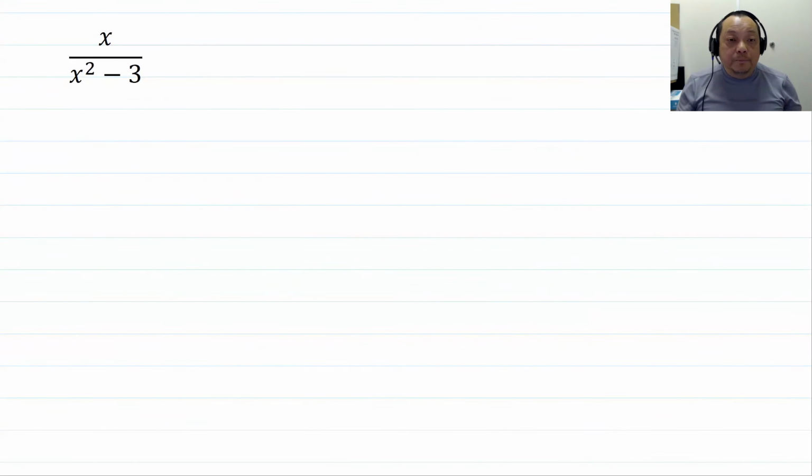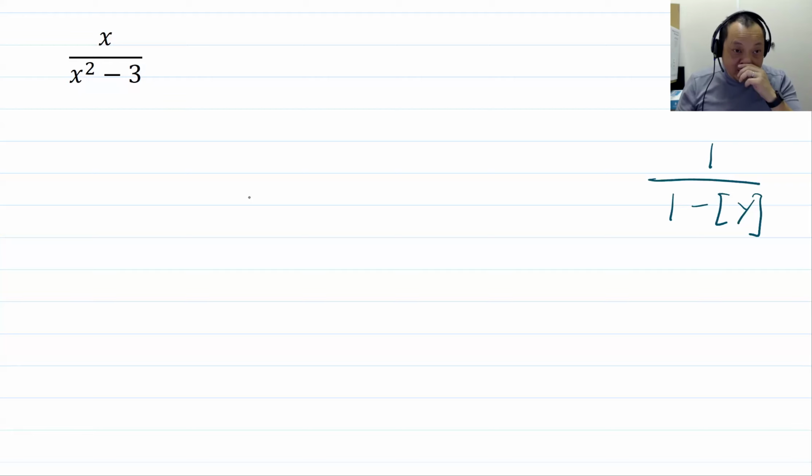Let's do another example. x over x squared minus 3. So this one is a little bit harder than the previous one because I don't have 1 in the numerator and I don't have the form of 1 minus something or 1 plus something in the denominator. Instead, I have something minus 3. Okay, so I'm going to fix it one at a time. I want it to be in this form: 1 over 1 minus some quantity y.